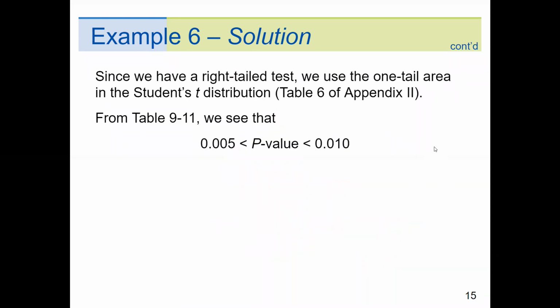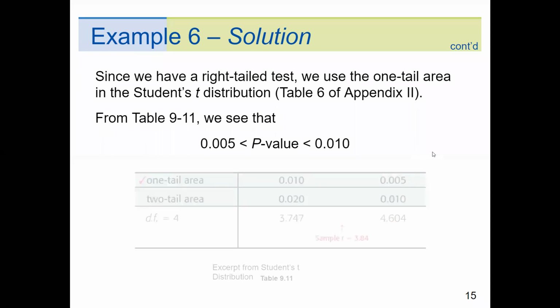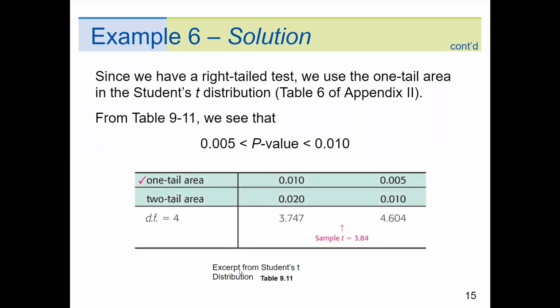Since we have a right-tailed test, we use the one-tail area in the Student's t-distribution, table 6 of appendix 2. Remember, I believe I have told you more than once that it would be highly behoove you to print that table out. From table 911, we see that 0.005 is less than the p-value, which is less than 0.010. Here's all your information. So you're looking between 3.747 and 4.604 for one-tailed. So there's your information.